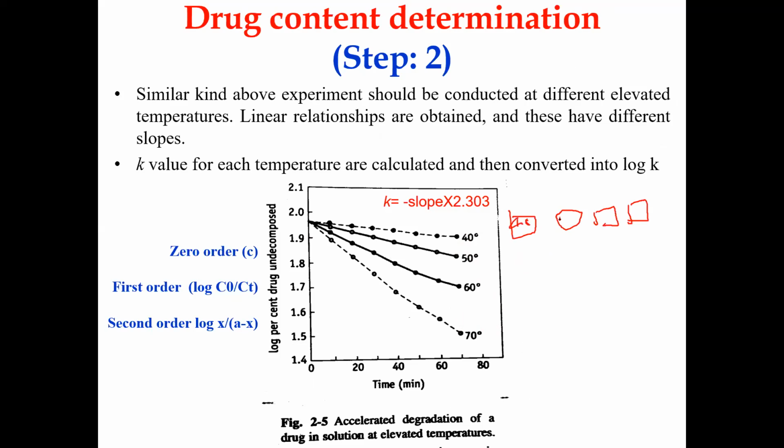Another one you are maintaining at 50 degrees centigrade. Another one you are maintaining at 60 degrees centigrade. Another one you are maintaining at 70 degrees centigrade. Apart from this, you are also maintaining one more stability chamber, which is at 25 degrees centigrade.